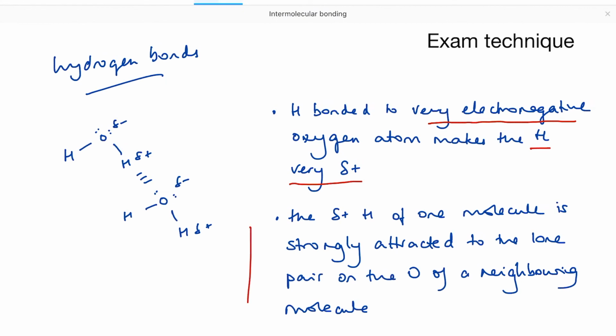And then this is where many candidates' explanations go haywire. We need to be really clear that it's the delta positive hydrogen of one molecule that is very strongly attracted to the lone pair of electrons on the oxygen of a neighbouring molecule. Often when you read candidates' explanations of hydrogen bonding, it's not at all clear that they understand or are describing an attraction between molecules. It sounds very much like we've got an attraction between the delta positive hydrogen and the lone pair in the same molecule, so let's not make that mistake.